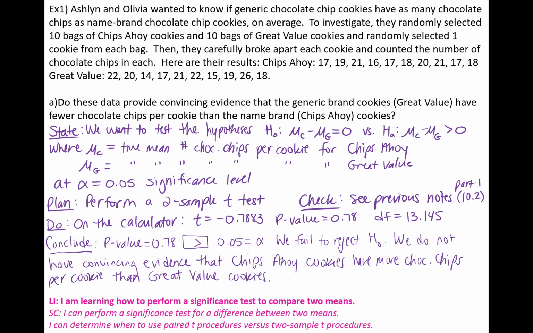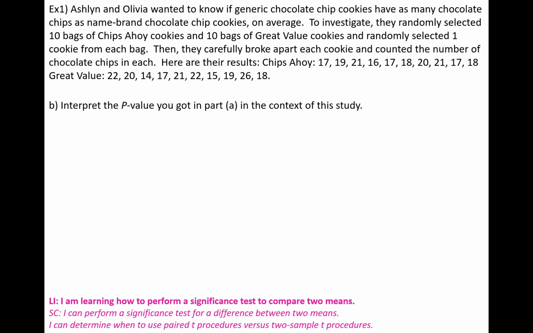We still have part B. So here we go with part B. Interpret the p-value that you got in the context of this study. This, by the way, was a question on the Chapter 9 test, which was our significance test, where we did pretty much all the significance tests, and we had a lot of people not do too hot on this question, interpreting the p-value.